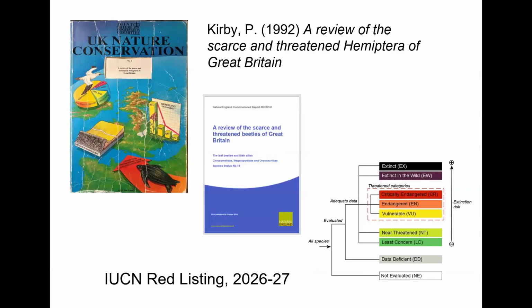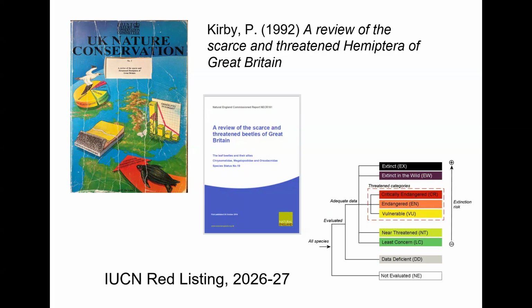Another thing that's just, again, very quickly worth mentioning is a review of the scarce and threatened Hemiptera. This actually includes not just the leafhoppers, but also the Heteroptera, so all of those shield bugs, mirid bugs, and so on. A review of the scarce and threatened Hemiptera that was done by Peter Kirby back in 1992. Fantastic resource of very, very useful information. You can see there's my well-thumbed copy on the left-hand side there.